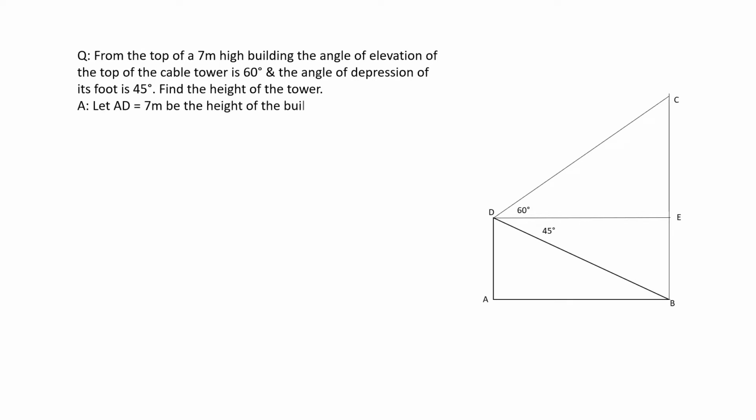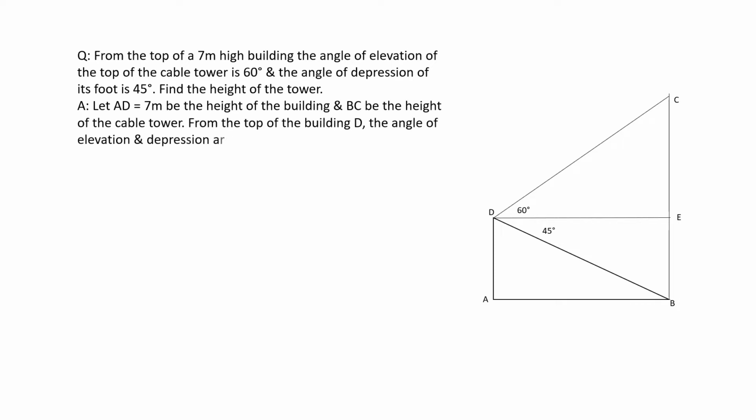So let AD be the height, 7 meters, the height of the building, and BC is the height of the cable tower. So from the top of the building, D is the point. The angle of elevation and angle of depression are angle CDE equals 60 degrees and angle EDB equals 45 degrees respectively.